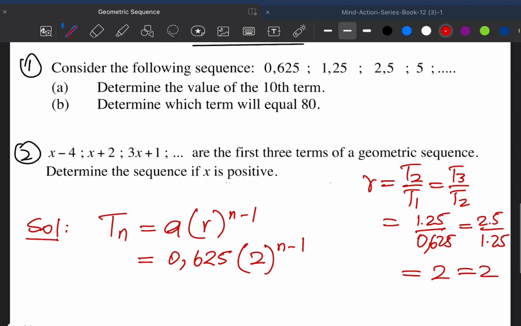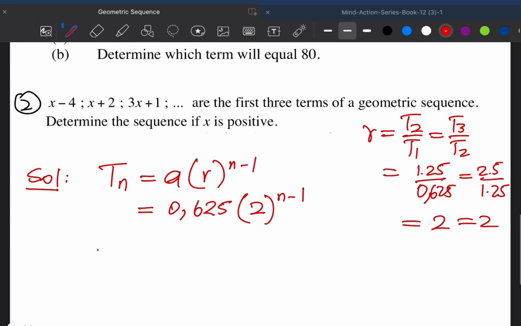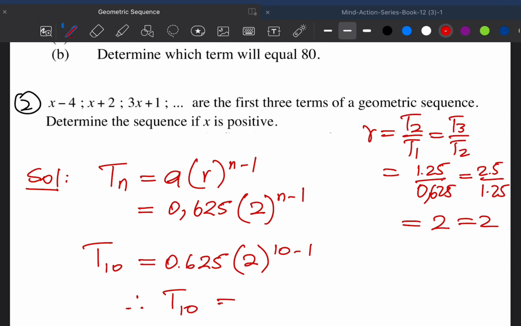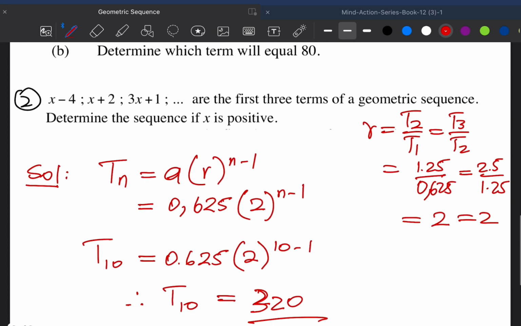Now we need to find the value of the 10th term. So we will say T10 equal to 0,625 times 2 to the power of 10 minus 1. Now what is T10? T10, we have 0,625 times 2 to the power of 9 there. So we get 320. That means the value of the 10th term is 320 there.